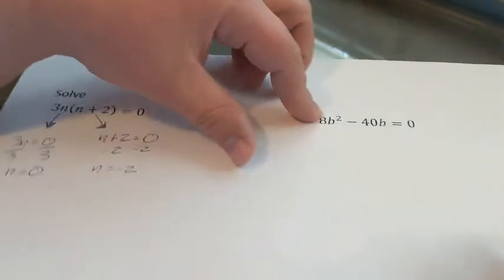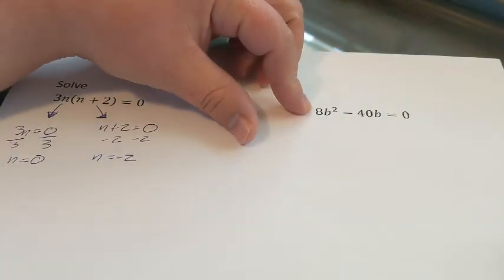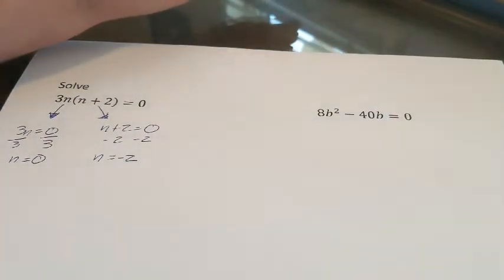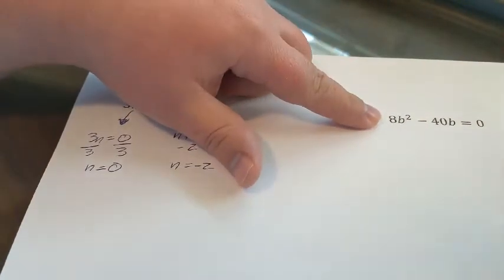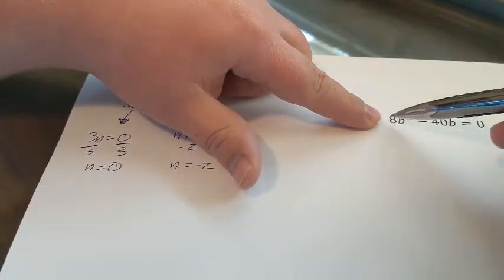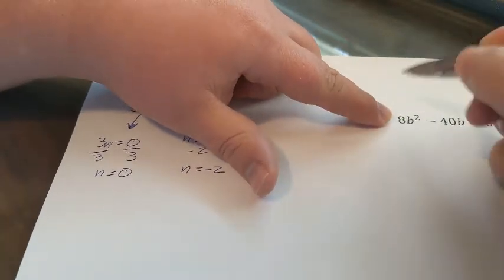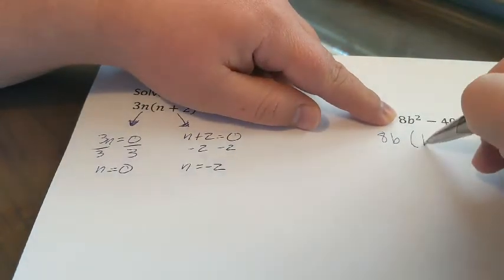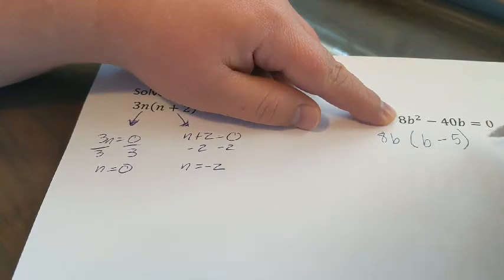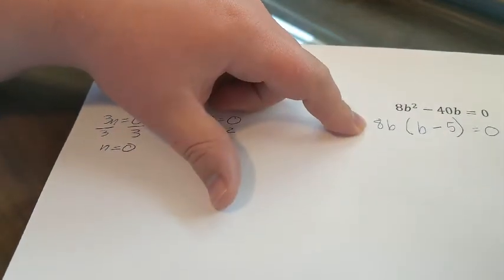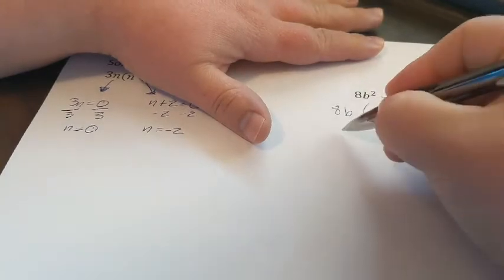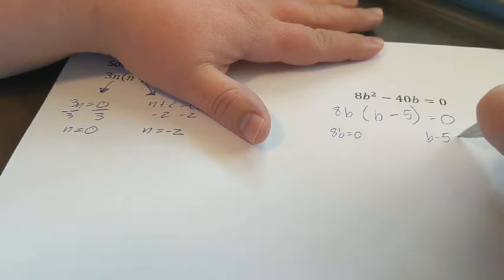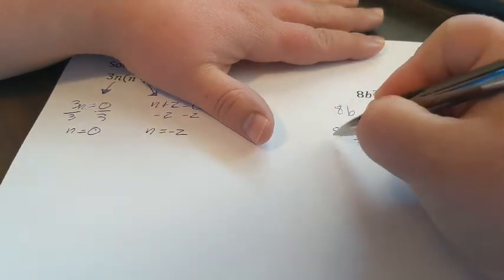Okay, so this one is kind of like the one on the last slide. There's only 2 pieces, so we can't factor it. So we're going to pull out, and it looks like we could pull out an 8 out of the 8 and the 40. So we'll pull out an 8 and a b. Then we're left with b minus 5. Okay, so then we set 8b equal to 0, and we set b minus 5 equal to 0. Divide both sides by 8.